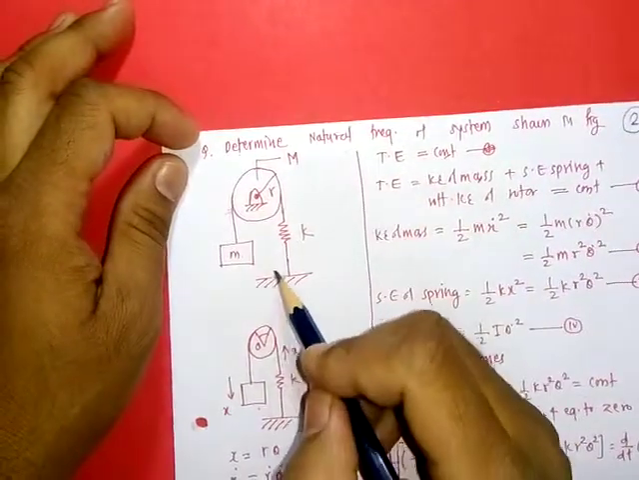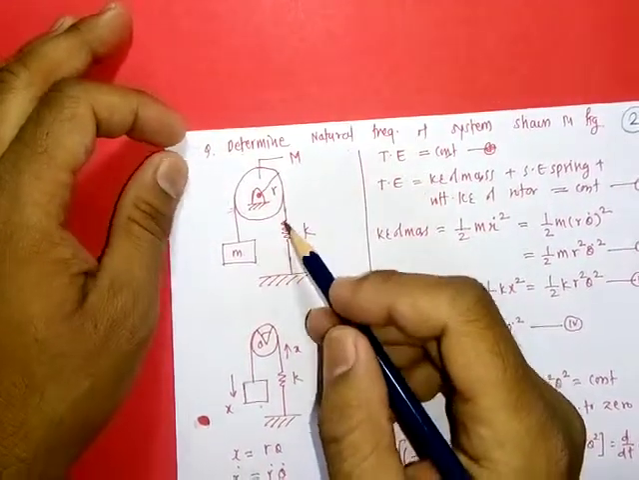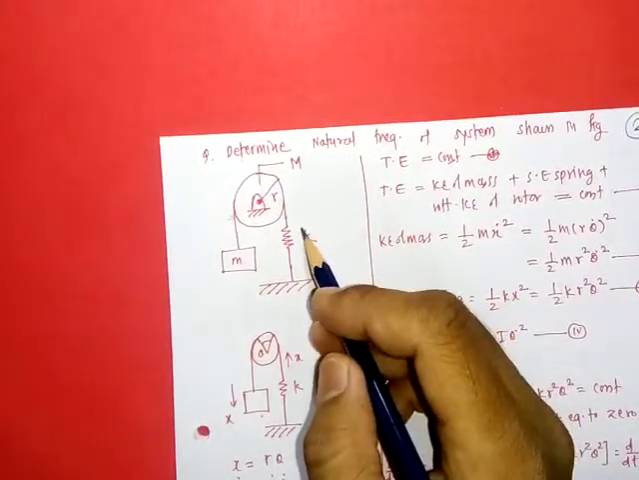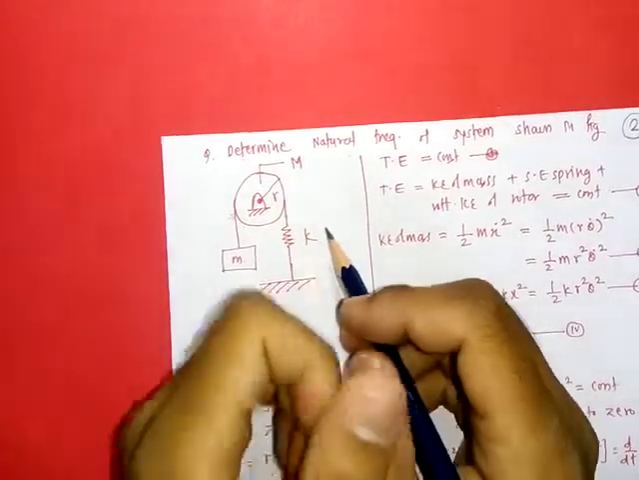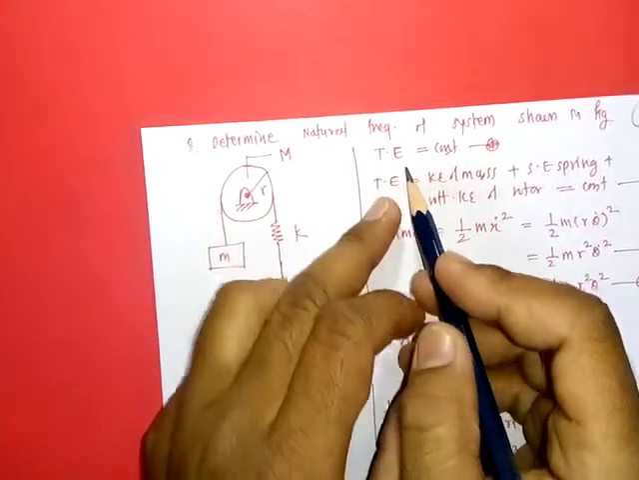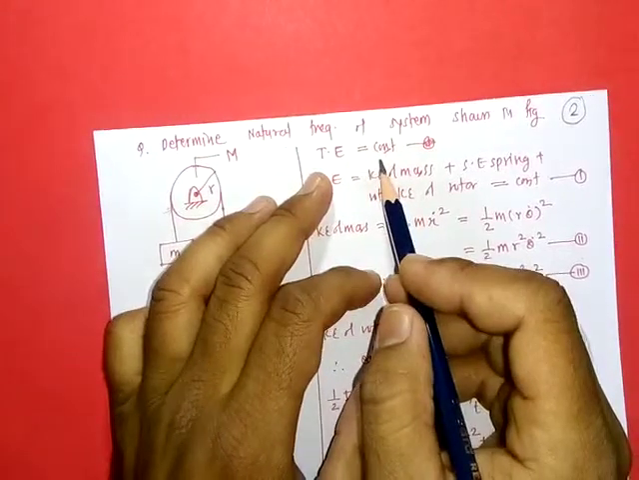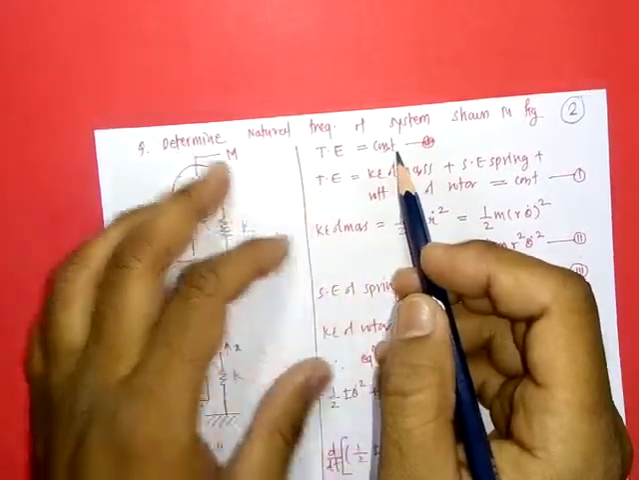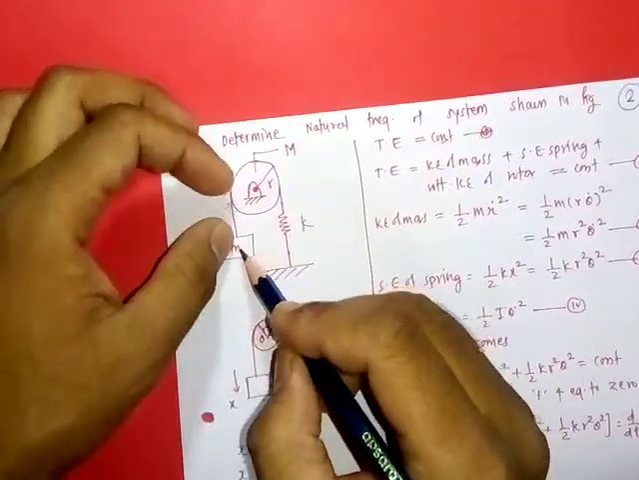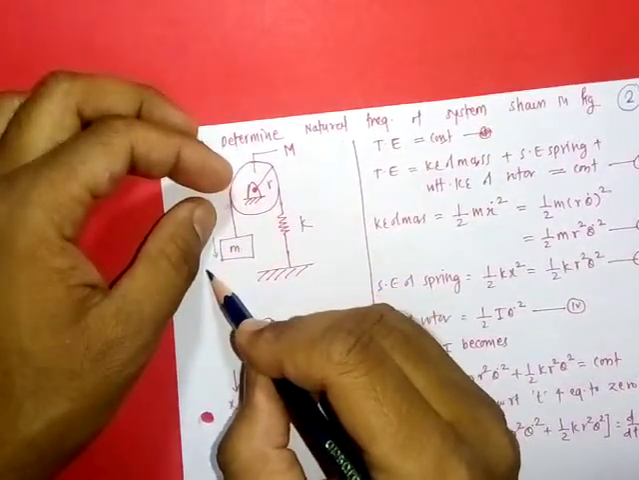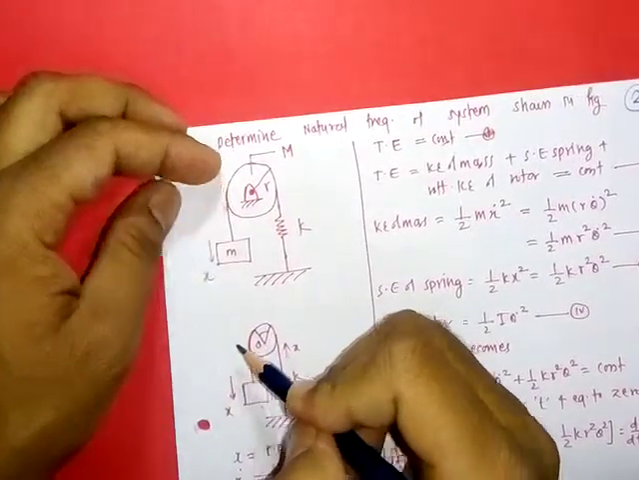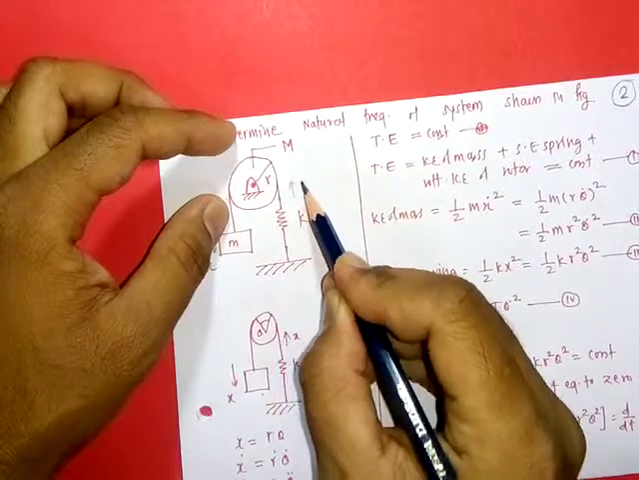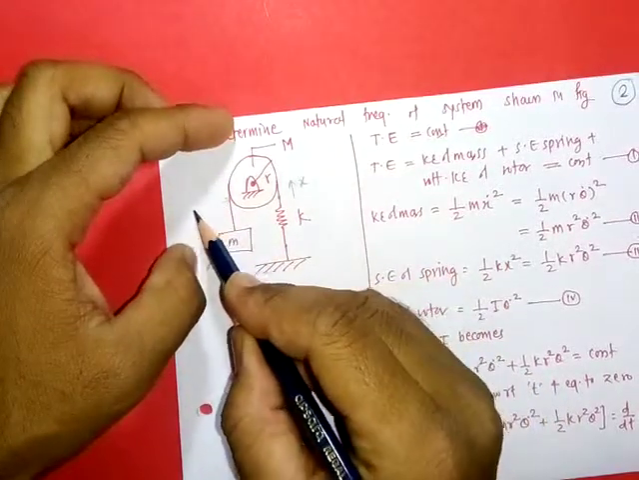In these types of problems, we will go for the energy method. This will be very easy. By the energy method, the total energy of the system at any instant is constant. Consider we deflect this mass by an amount x, then the spring also deflects by amount x, because this string is unstretchable.